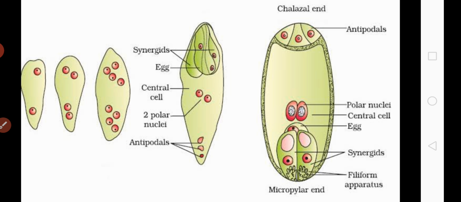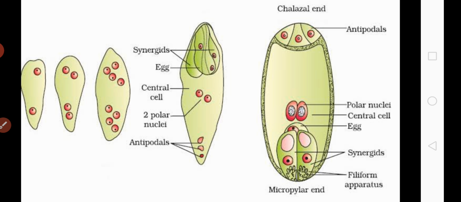So once again I'll repeat the process. After megasporogenesis, from a single megaspore mother cell, 4 megaspores are formed, right? All these 4 megaspores are haploid in nature. Later, out of the 4 megaspores, 3 degenerate and only 1 megaspore becomes functional, correct? This functional megaspore becomes the embryo sac or the female gametophyte, and it contains a single haploid nucleus, correct?